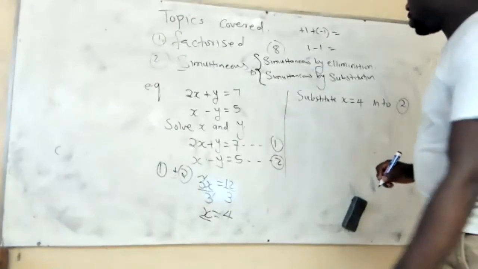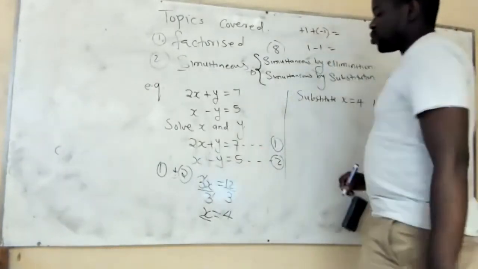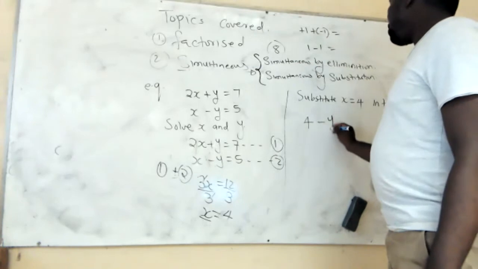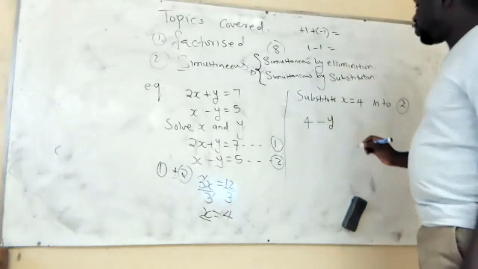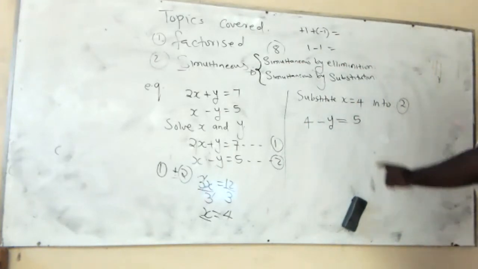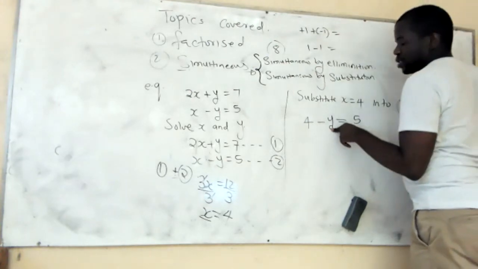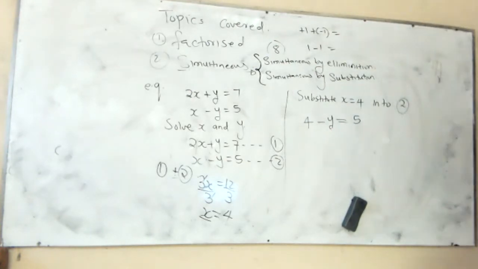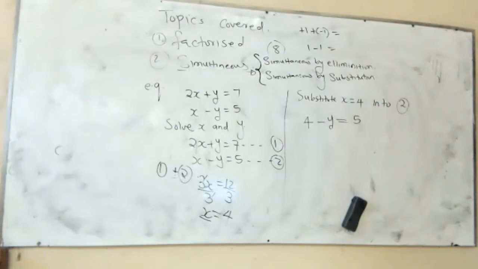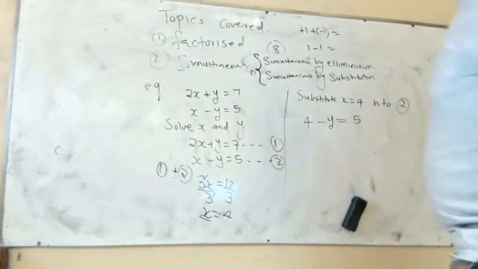When you substitute into equation number 2, where you have x, you substitute the value obtained there, which is 4, minus y. Where we have y, we don't substitute anything because we are now looking for the value of y. And this is equal to positive 5. Now, in order to make y the subject of the formula, what do we do?